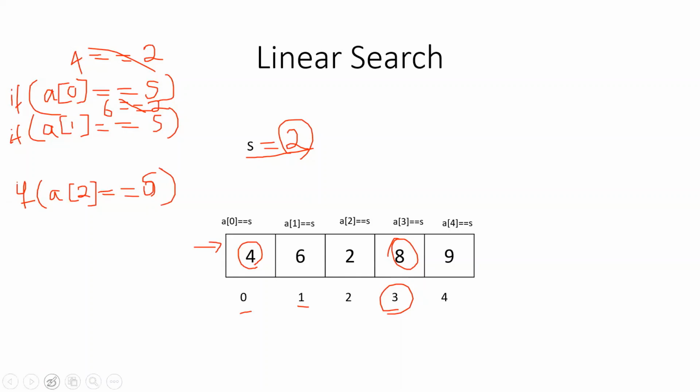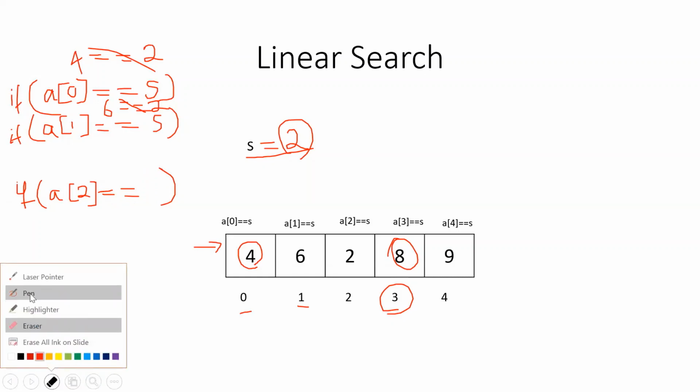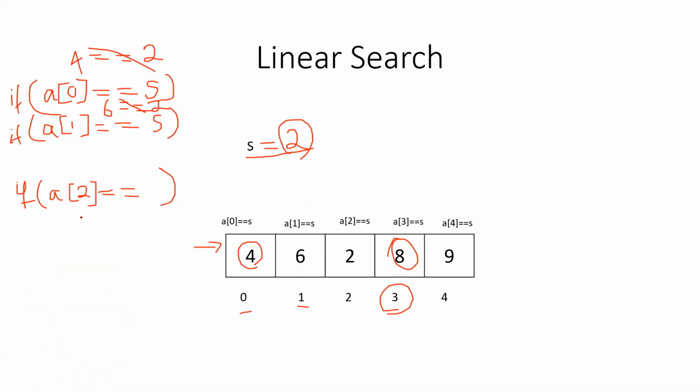So what will happen now? Tell me what is the value at A of 2? You refer with the index number. A of 2 is 2. And we are comparing whether it is equal to S. What is the value of S? S is also 2. So both are equal, right?